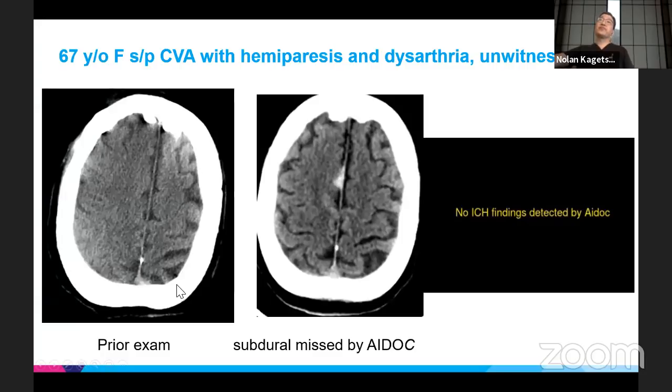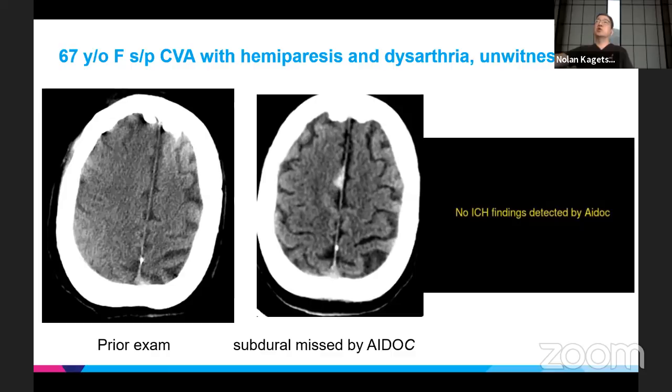So here's artificial intelligence at work. This patient had a prior exam, and this is the current exam, and the company we use is ADOC, and the artificial intelligence said no intracranial hemorrhage findings detected. So my resident said, you know, this wasn't on the old study, I think this is hemorrhage. ADOC does find some hemorrhages, but it does miss others. And I think I would want my study read by a human.